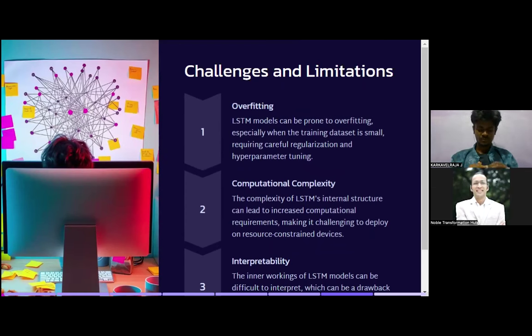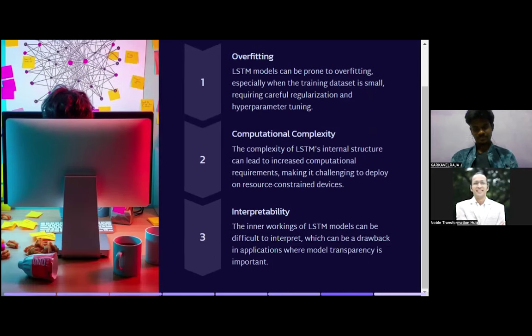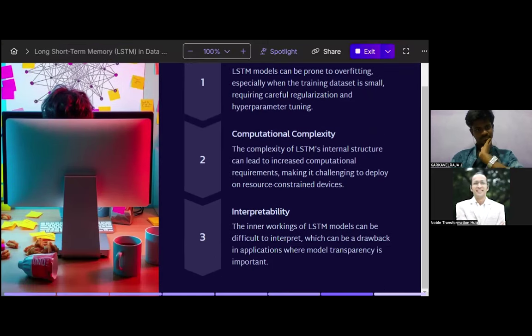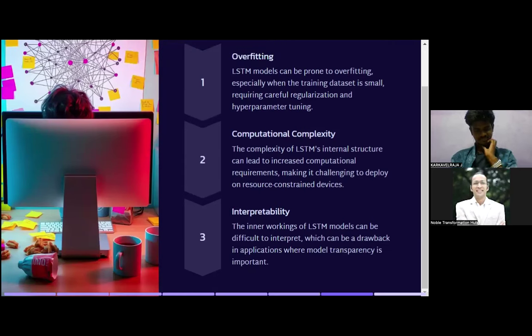Yeah, so challenges and limitations. Overfitting: LSTM models can be prone to overfitting. So you guys know the keyword overfitting. Can you just write in the chat box what it is? Overfitting, especially when the training data set is small, requiring careful regularization and hyperparameter tuning. And then there is computational complexity. The complexity of the LSTM internal structure leads to increased computational requirements, making it challenging to deploy on resource constrained devices.